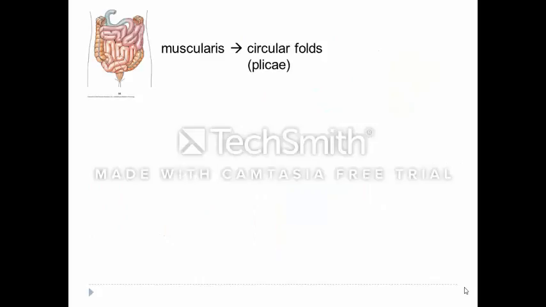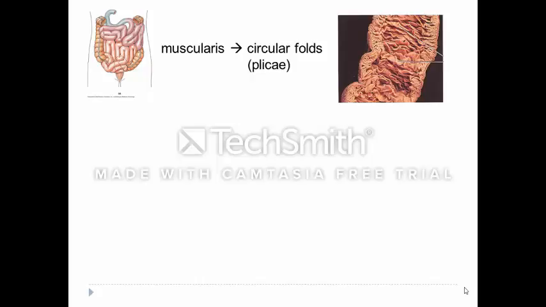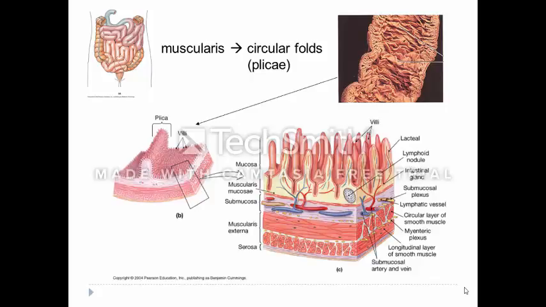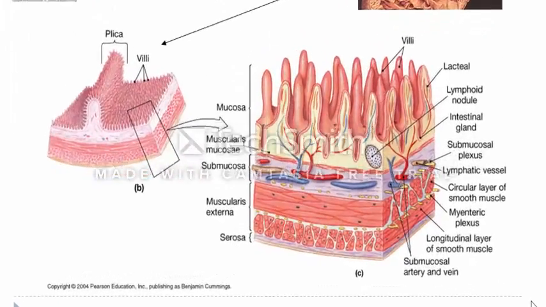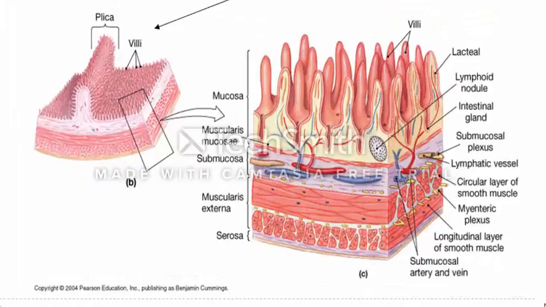The muscularis of the small intestine is organized into circular folds known as plicae. This greatly increases the surface area available for the absorption of food. Within these, the mucosa is organized into finger-like projections, or villi, which contain blood and lymph vessels known as lacteals and other lymphatic tissue. The columnar epithelial cells of the mucosa have microscopic projections, or microvilli, on their lumen-facing surface.